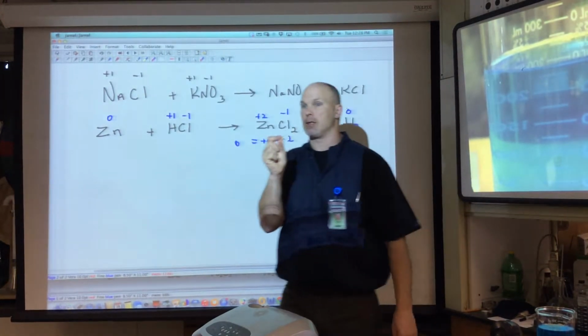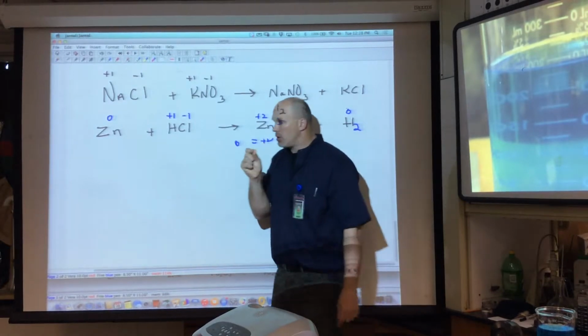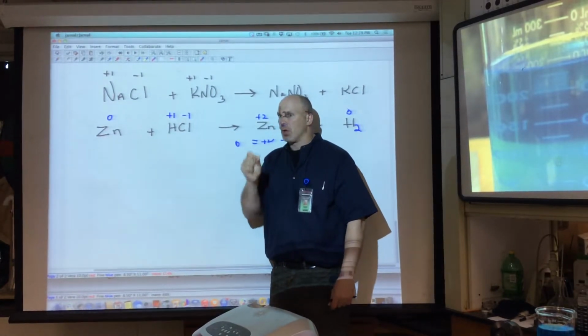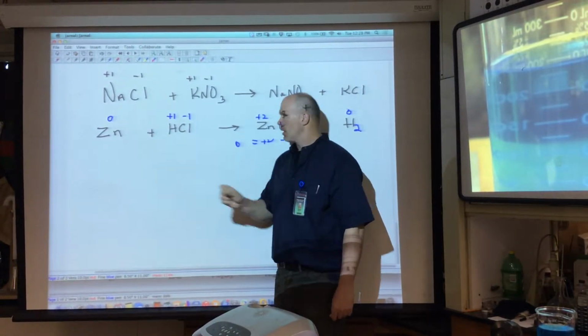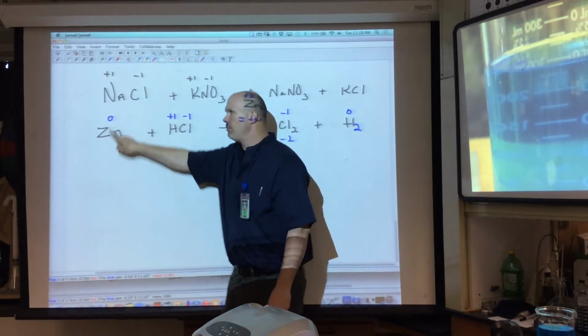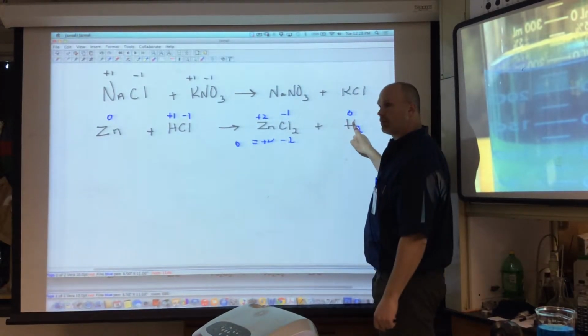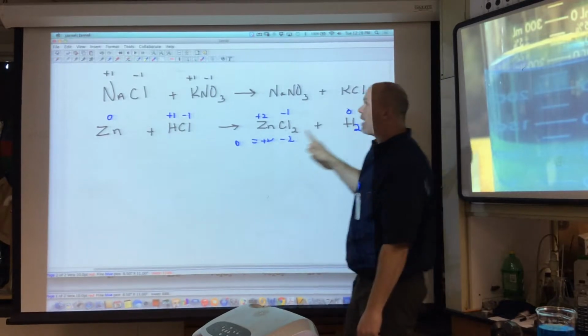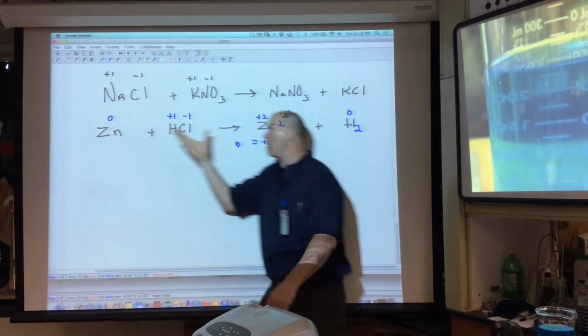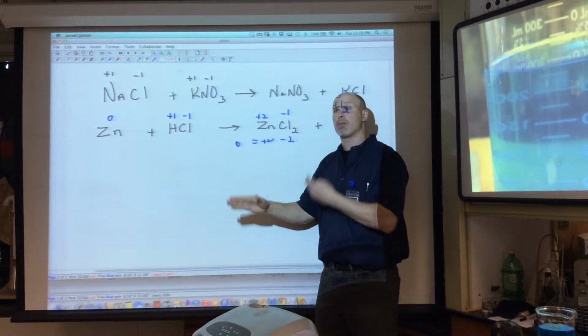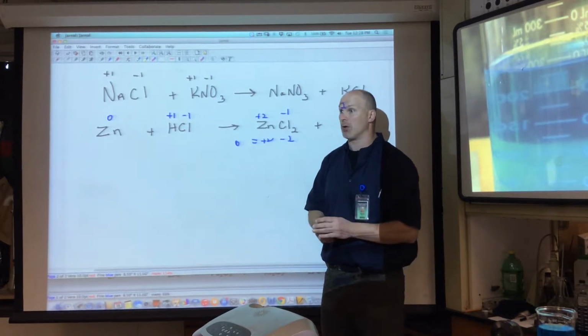Let me give you a little hint. Anytime they ask you, is this a redox reaction? Look for a standalone. Here we have 2 of them. There's a standalone. There's a standalone. This is a redox reaction. If you find yourself at 0, it's going to become something other than 0. Oxidation numbers are changing. Electrons are passing around.